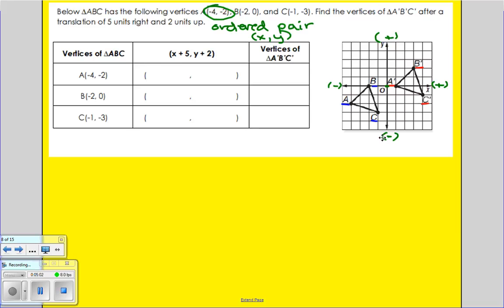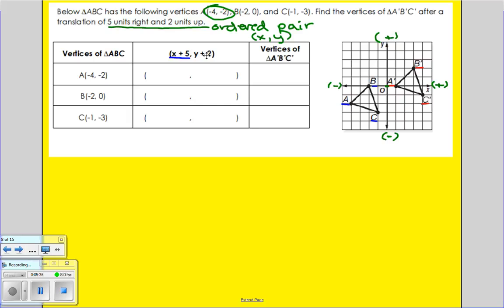and negative going down. So if we want to translate this triangle 5 units right and 2 units up, 5 units right, going to the right is positive or addition. So we're going to add 5 to all of our x-coordinates. And then 2 units up is positive on the y-axis, so we're going to add 2 to all of our y-coordinates. And that's why this says right here x plus 5 and y plus 2. So we're going plus 5 on the x-axis and plus 2 on the y-axis when we go 5 units right and 2 units up.